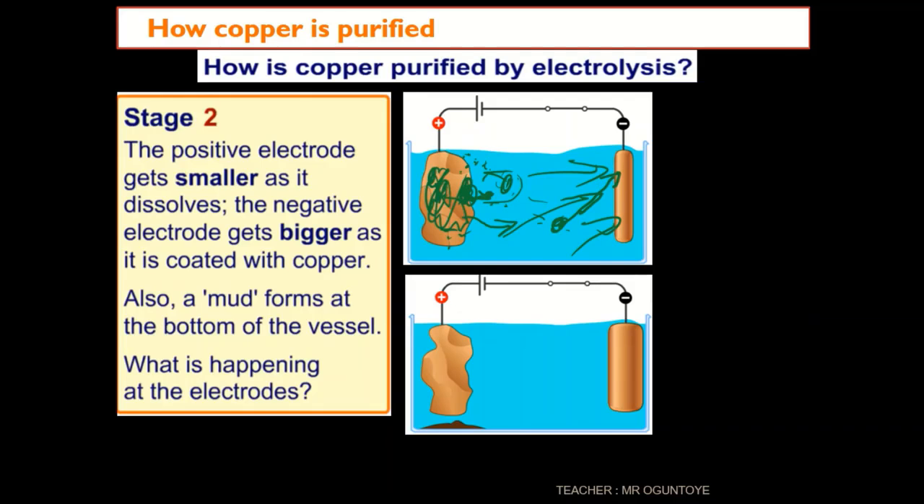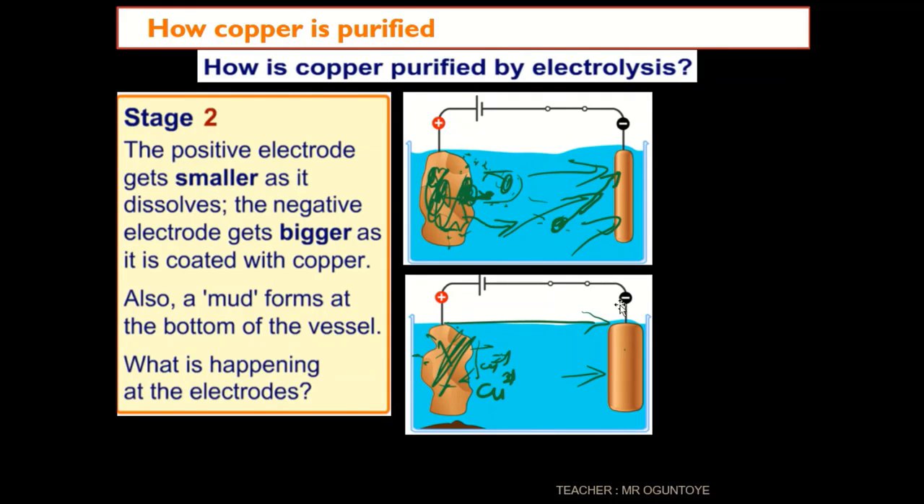So essentially, you can see what's happening. After a while, this particular impure sample is reducing in size, shrinking in size, while this is getting bigger in size. So essentially, we can say that copper is migrating this way from this point to this point. Okay, so all the copper ions, Cu2 plus, will migrate towards the negative electrode.